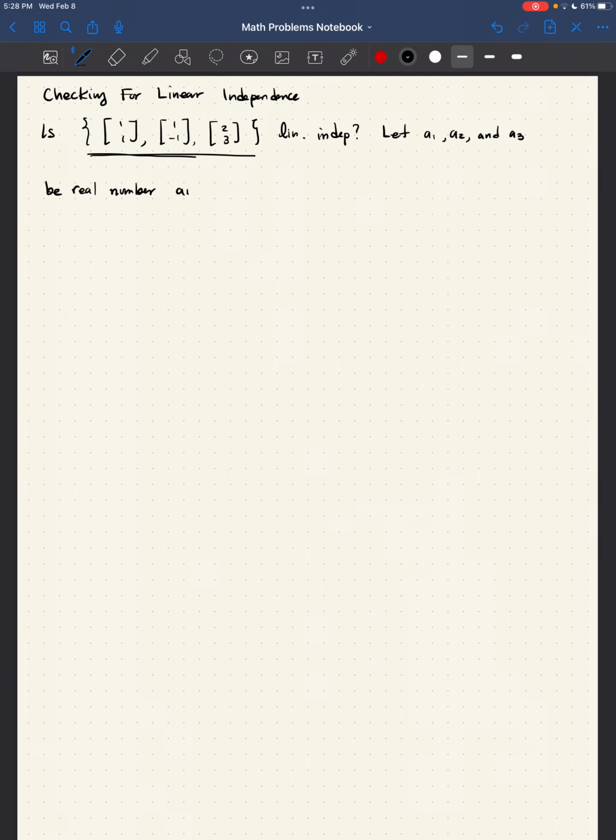And suppose that A1 times (1, 1) plus A2 times (1, -1) plus A3 times (2, 3) is equal to the zero vector. The question is whether by keeping this assumption we get to the conclusion that A1, A2, and A3 are all 0. We don't know. But what we know is that we can transform this into an equivalent equation, a system of equations. What would be that system?